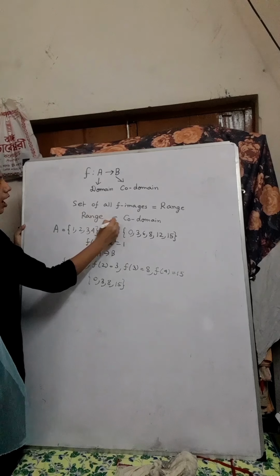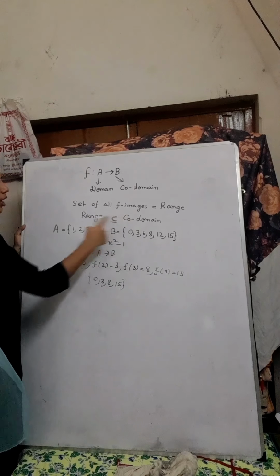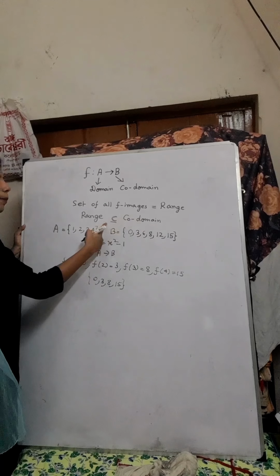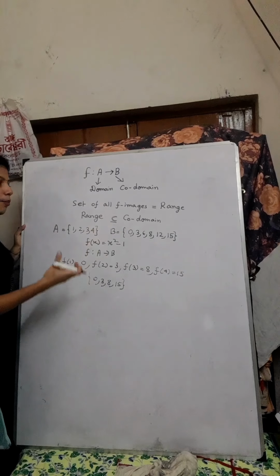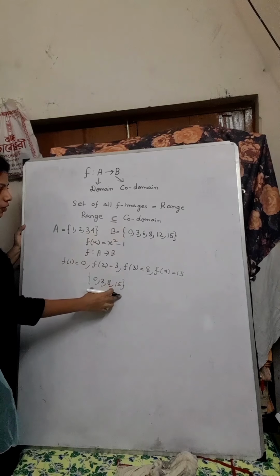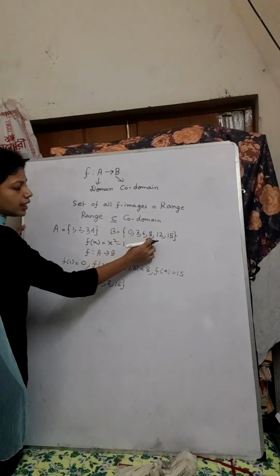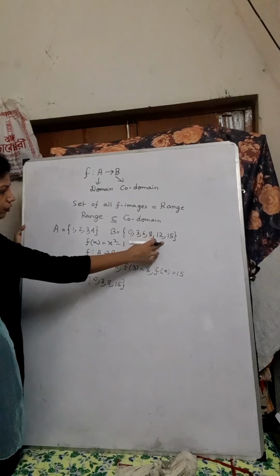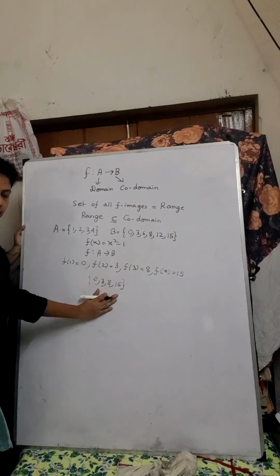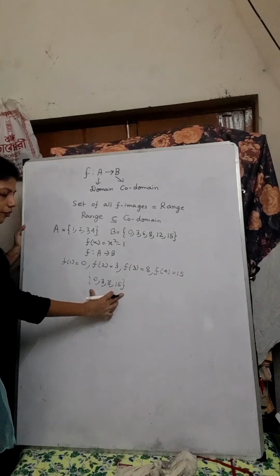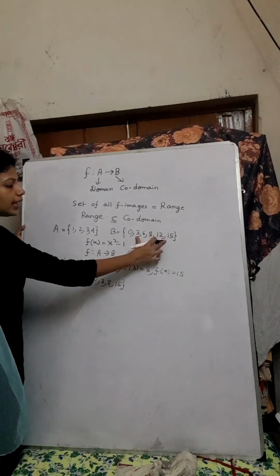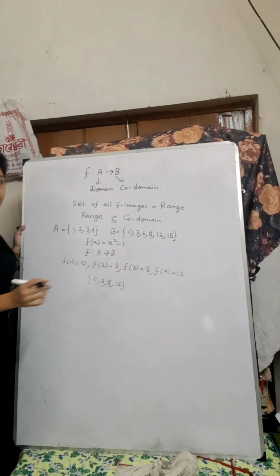Range is a subset of codomain. It may be a proper subset or improper. Proper means lesser than this one. If B is 0, 3, 6, 8, 12, 15, now here 6 and 12, both of them are not there. So that means this one is a range, and range is a subset of B. B is the codomain here.